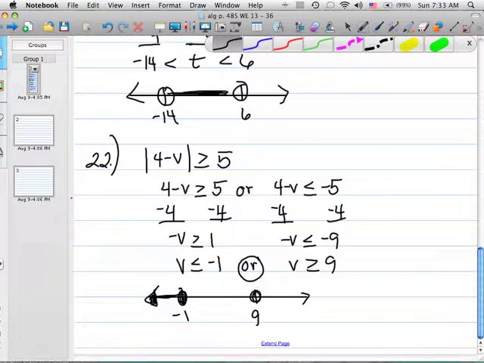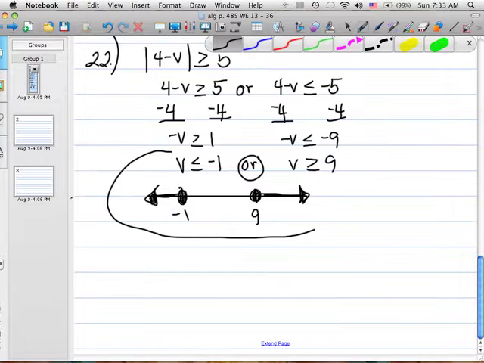Greater than or equal to 9, solid dot at 9 shaded to the right, solid arrow. And I can check this out. Let's pick negative 2. Negative 2, 4 minus the negative 2 is 4 plus 2, which is 6. That comes out greater than or equal to 5. And over here, if I pick 10, 4 minus 10 is negative 6. The absolute value of negative 6 is greater than or equal to 5. So that's correct. And we have our Egyptian.